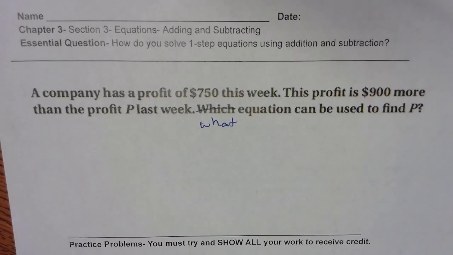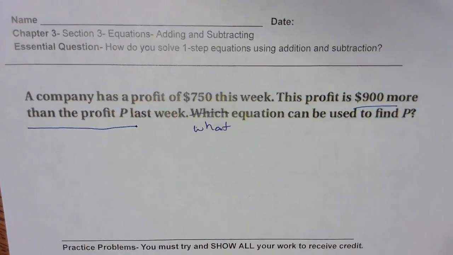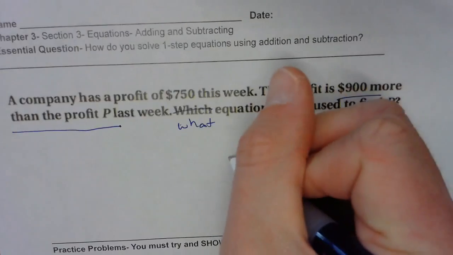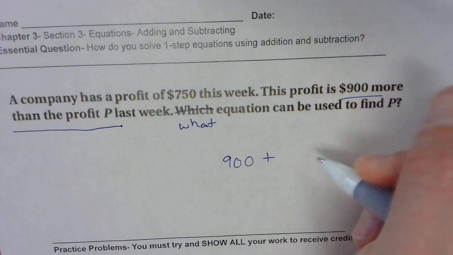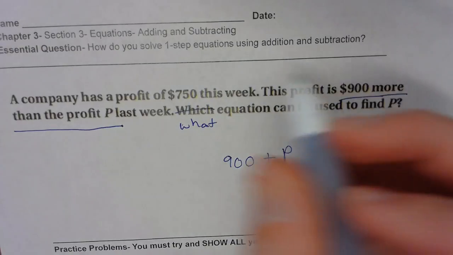So we need to set up an equation, right? So the first thing that's very important is the profit this week is. All right. So when I talk about that word is 900 more than the profit last week. So to represent 900 more than profit P last week, I need to be adding. Okay. So I'm going to be doing 900 plus the profit, because more than means add, and they're telling me to use the variable P.